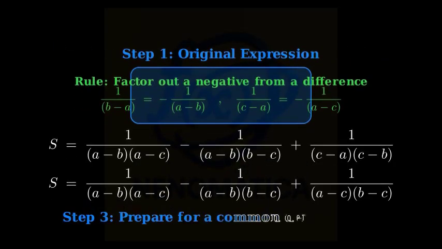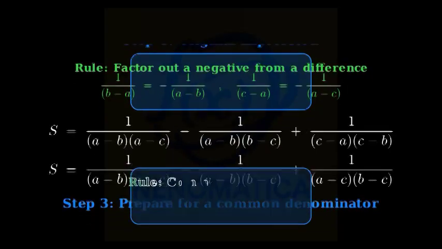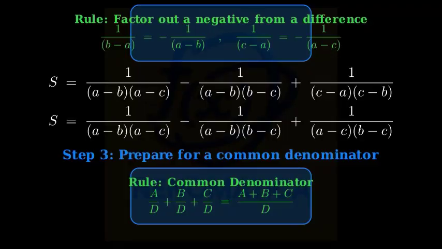Step 3. Notice all 3 denominators now share factors a minus b, a minus c, and b minus c. This invites a common denominator. Combine the 3 fractions over the common denominator, which is the product of a minus b, a minus c, and b minus c. We are using the standard rule for adding fractions with the same denominator.